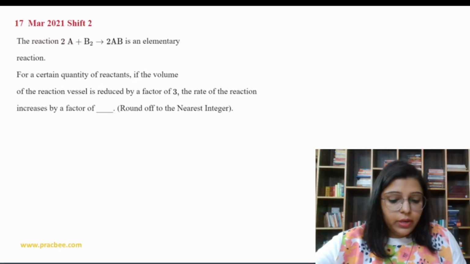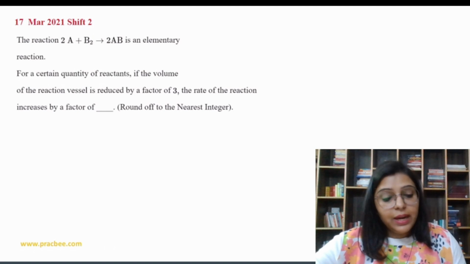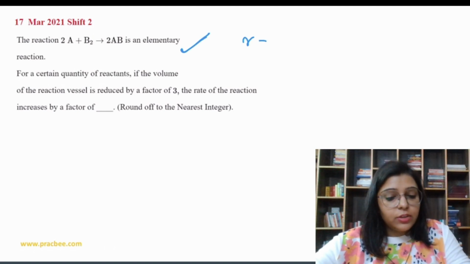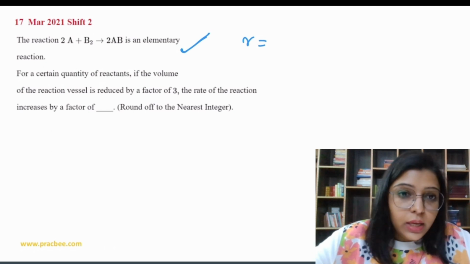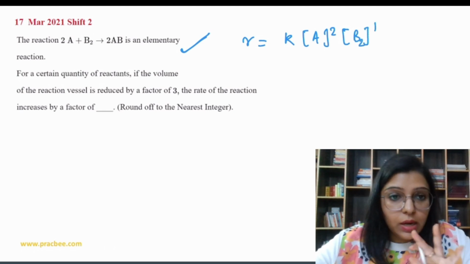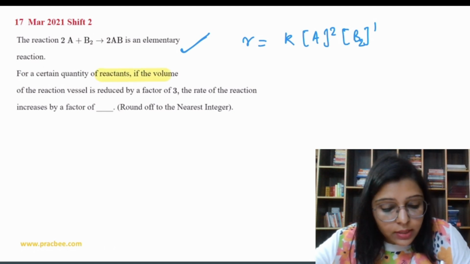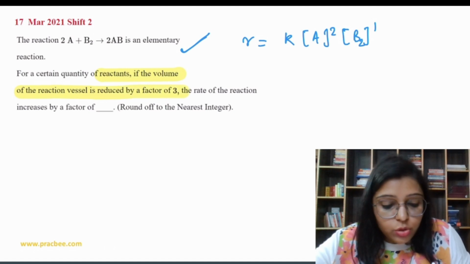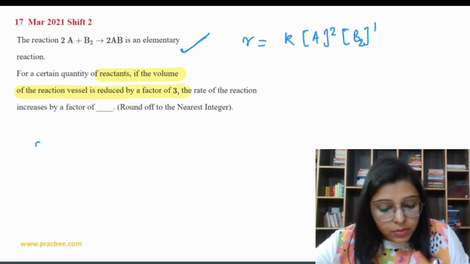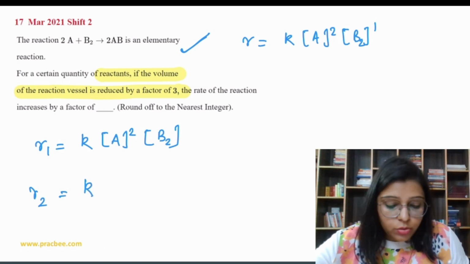Okay. Now let's do the next question. The reaction 2A plus B2 gives 2AB, and it is an elementary reaction. So for an elementary reaction, we can take the coefficient equal to the order. So we can say K, A to the power 2 and B2 to the power 1. So that is going to be the rate law expression. The question says, for a certain quantity of reactants, if the volume of the reaction vessel is reduced by a factor of 3, it means if R1 is K, A2 and B2, then in R2 the volume is reduced by 3, na.